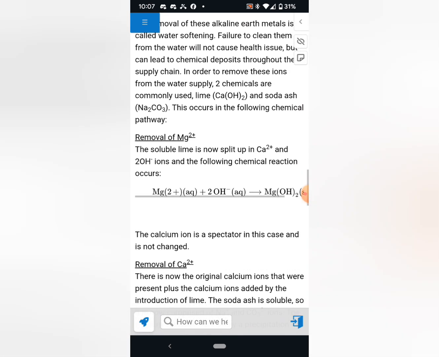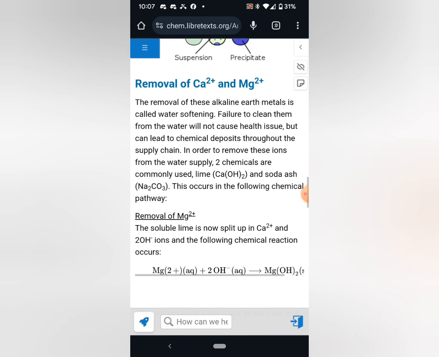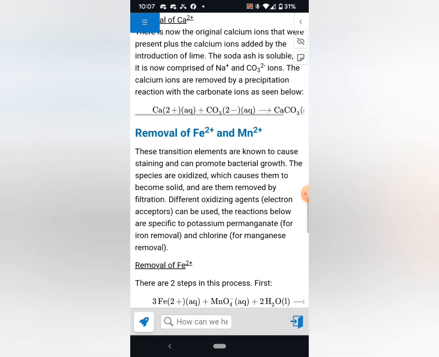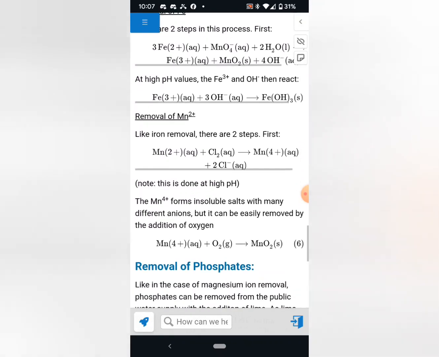So they use 2 primary chemicals to do this. They use lime and soda ash. They also remove some transition elements, and they use lime for this quite a bit.